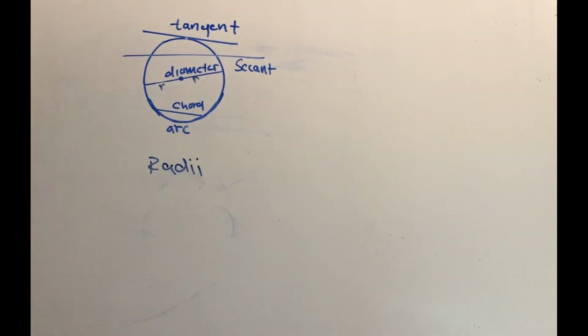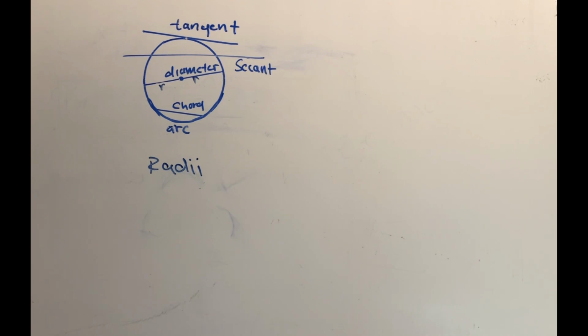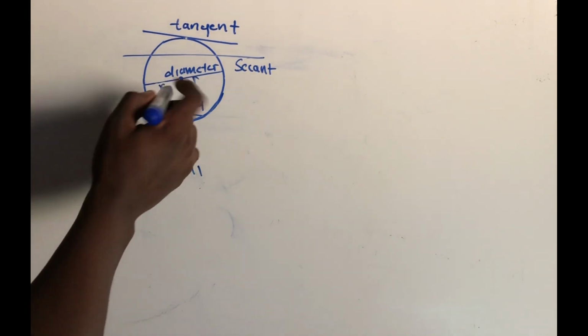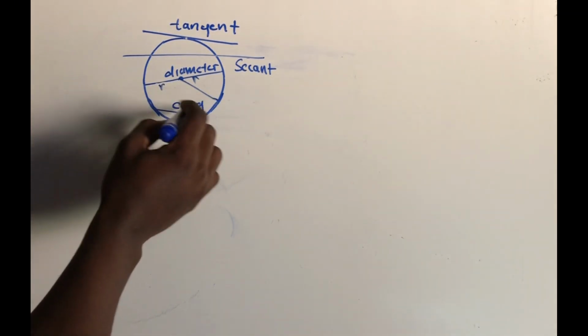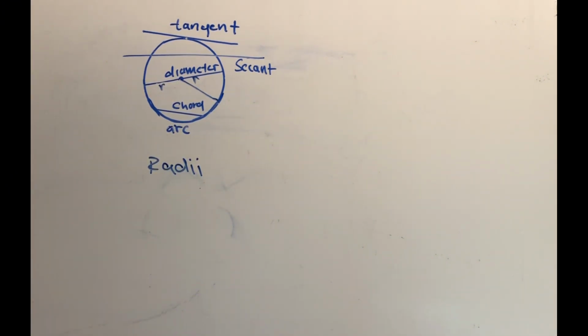And then there is the radius, a line drawn from the center to the circumference of the circle. It can be drawn from here to here. As long as it's drawn from the center to the circumference of the circle, it's going to be a radius.